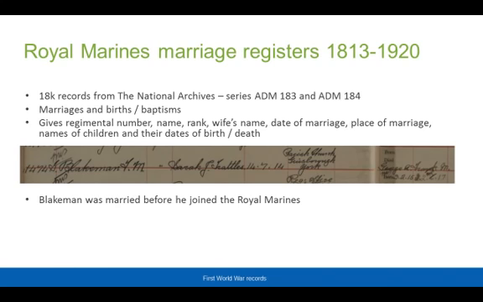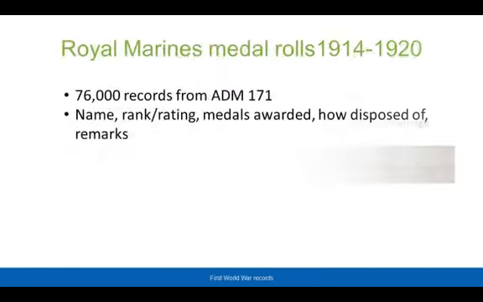Here we have marriage registers as well for the Royal Marines, 1813 to 1920. There are 18,000 records here from the National Archives in those two series, 183 and 184. ADM is Admiralty, by the way. Marriages, births and baptisms, and again we've got Blakeman here. He was married before he joined the Royal Marines, but you have details of his wife here, and you also have information on his children and their dates of birth. So again, useful information to have.